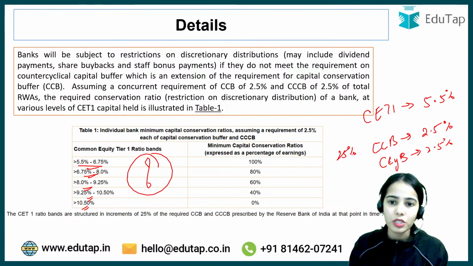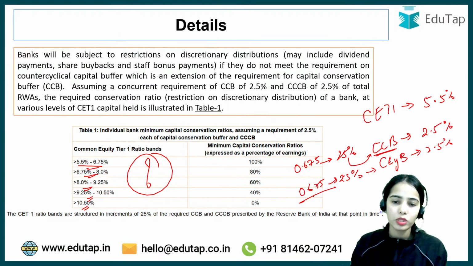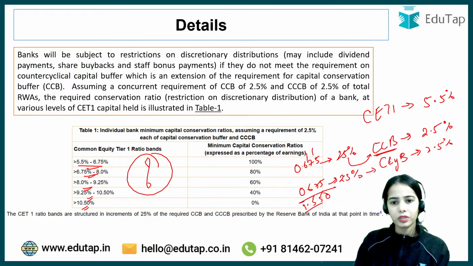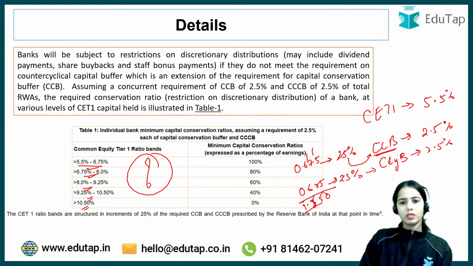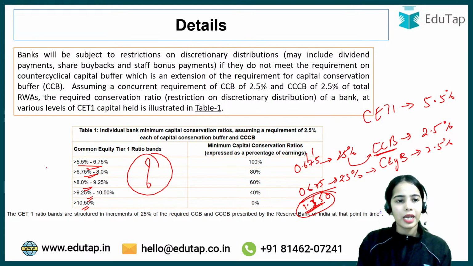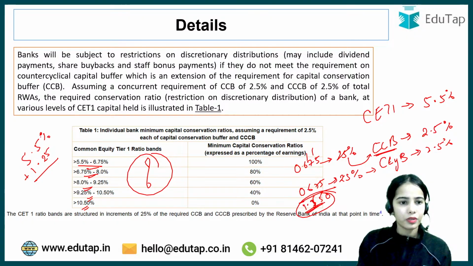Okay, so 25% of capital conservation buffer, that is 0.625, and 25% of CCyB, that is 0.625. So in total this is 1.25. So in total, this is taken, and 5.5% plus 1.25. Okay, so this is how the range is decided.